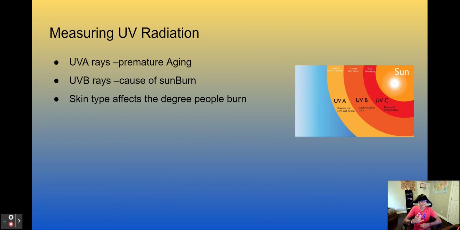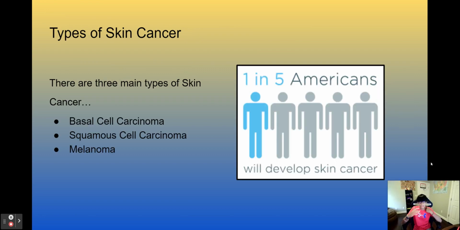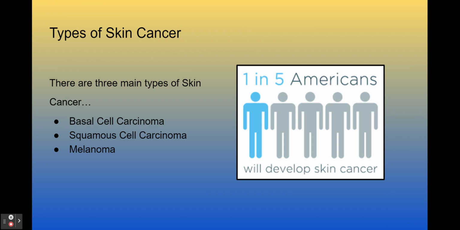Use sunscreen with SPF, which stands for sun protection factor, of 30 or more, as it'll make sure you're more properly protected from the UV rays. And also keep in mind that SPF 30 is not twice as protective as SPF 15. The different types of skin cancers that we're going to talk about today are basal cell carcinoma, squamous cell carcinoma, and melanoma. 1 in 5 Americans will develop a skin cancer of some sort.